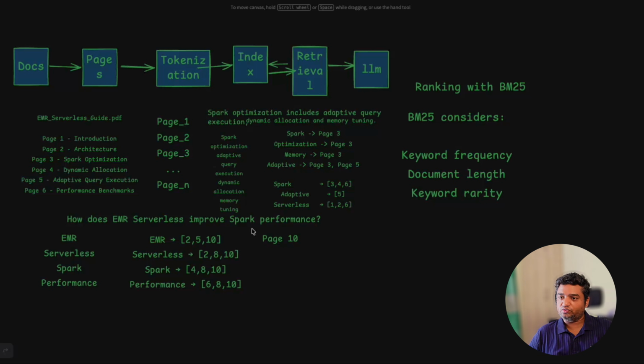Then the user fires the query. We get the keywords out of the user query. Those keywords are searched in the index to get all the relevant pages. We do the ranking to find the top 5 or top 10 documents, so all that ranking is done. And after the ranking, for example, we have the top 3 pages, and those top 3 pages are passed to the LLM to create a response out of it.